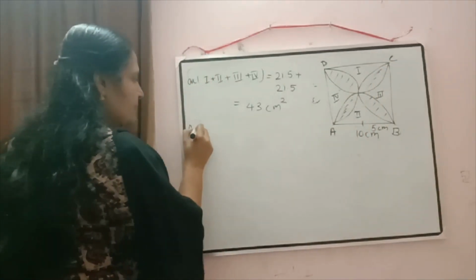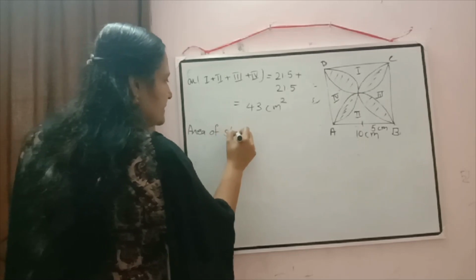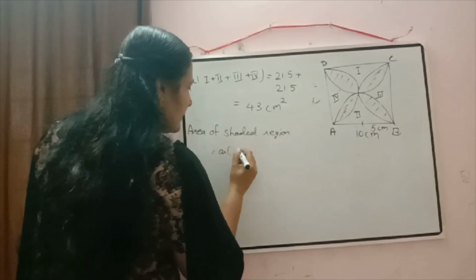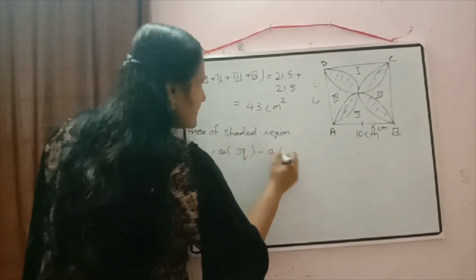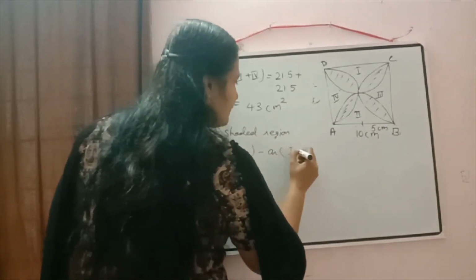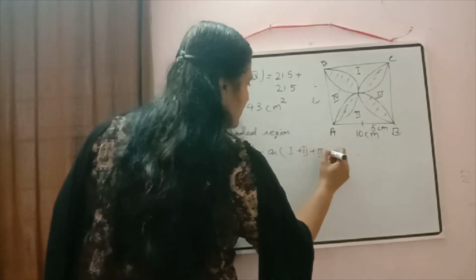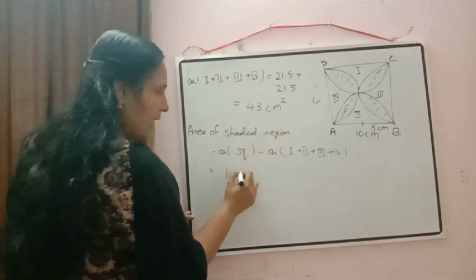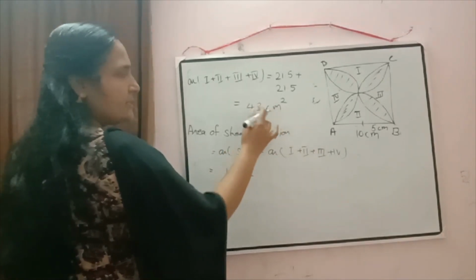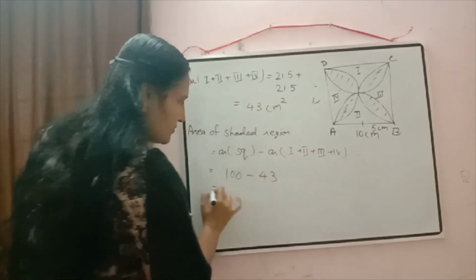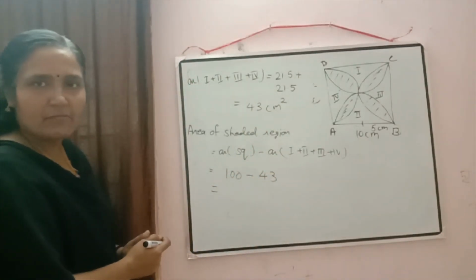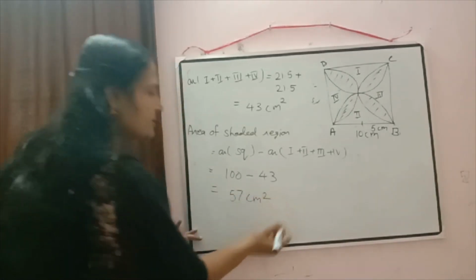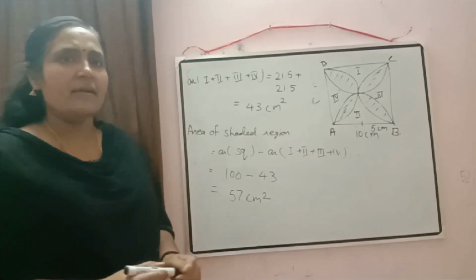So write down there: area of shaded region is equal to area of square minus area of unshaded, that is first plus second plus third plus fourth. What is area of square? 10 into 10, 100, minus area of unshaded region which is 43. So 100 minus 43 will be equal to 57. So area of shaded region is equal to 57 centimeter square.